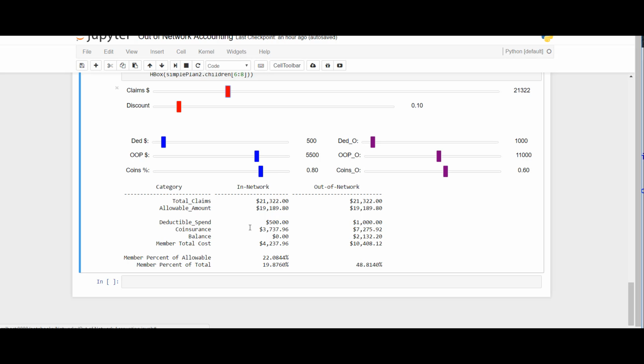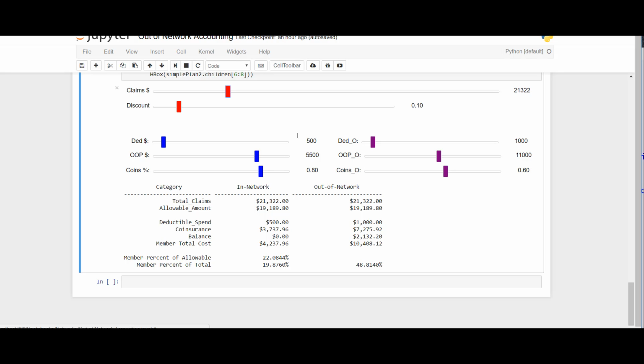They're under contract to only charge you the allowable amount, but the out-of-network provider is not under contract to only charge the allowable amount, so they may charge the total, but your insurance company will only pay its claims against that 19,000. So for example, this deductible, this co-insurance, all of those values are based on this $19,000 right here, and then this $2,000 balance here is the difference between that 21,000 and the 19,000.